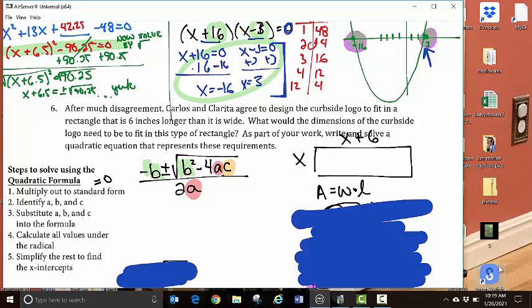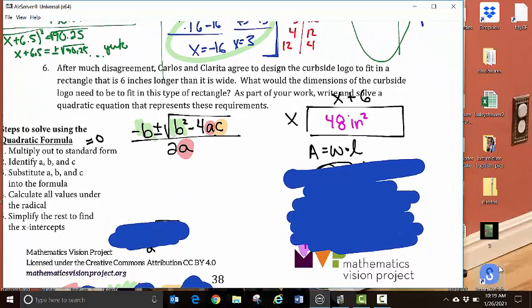And based off of yesterday, we know that they want 48 squared inches of paint on the inside. So yesterday we turned that into the standard form of the equation by multiplying out width times length. Please do that with your team. Multiply it out. You've got width times length. Get the standard form of the equation, and then find A, B, and C.